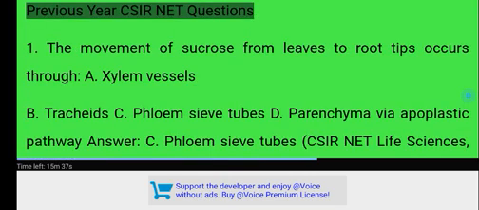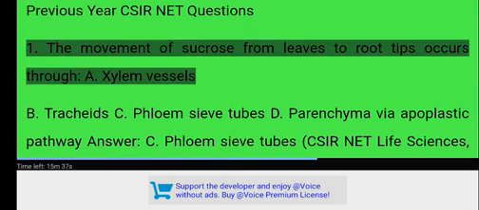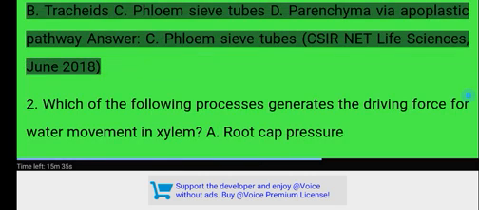Previous year CSIR NET questions. 1. The movement of sucrose from leaves to roots occurs through: A. xylem vessels, B. tracheids, C. phloem sieve tubes, D. parenchyma via apoplastic pathway. Answer: C, phloem sieve tubes. CSIR NET Life Sciences, June 2018.